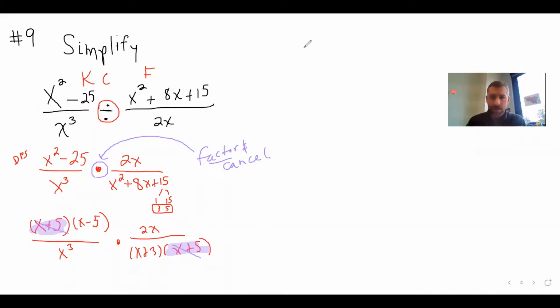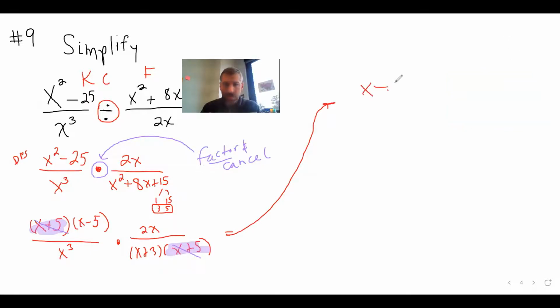So you might be able to see something else that cancels here. I'm just running out of room. Otherwise, I would keep going down here. In fact, let's draw a little arrow. Let's make room. And so I've got an x minus 5 over x to the third power times 2x over x plus 3. And so you might be tempted to cancel out those x's, but now there's just a minus sign in between. So now what?